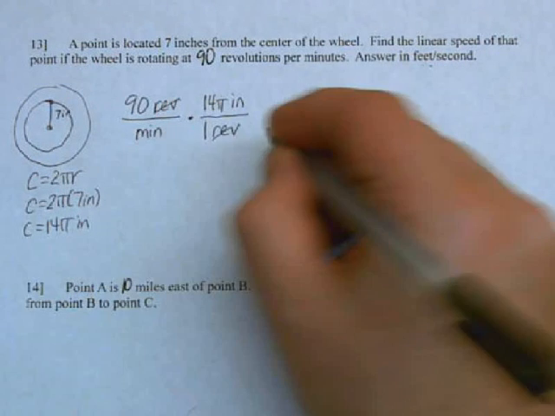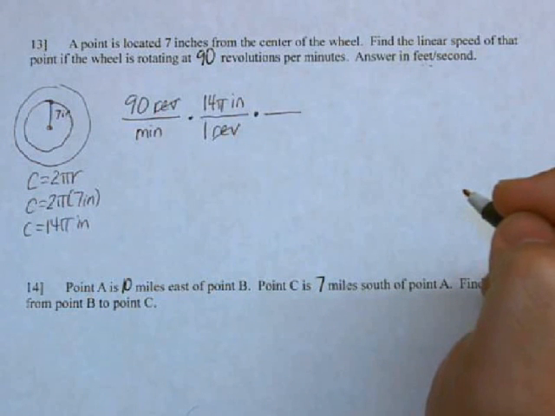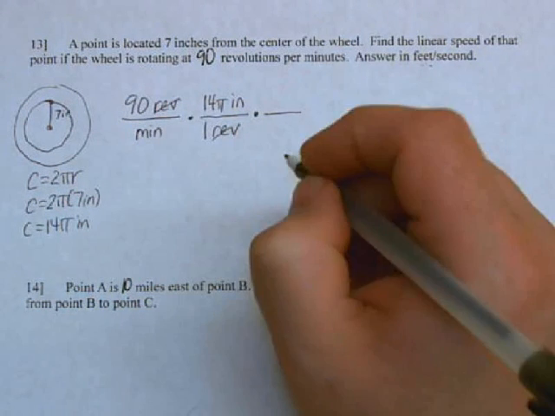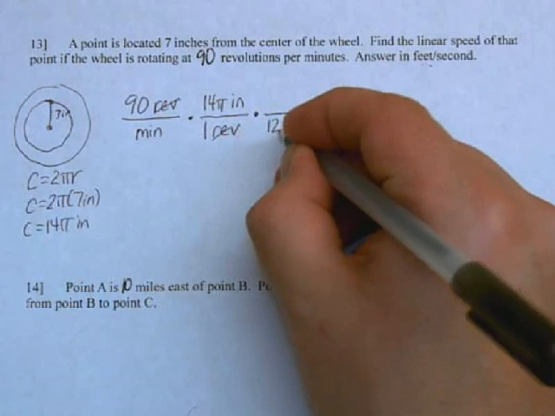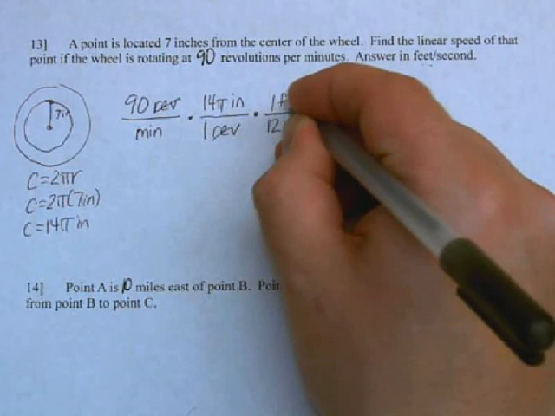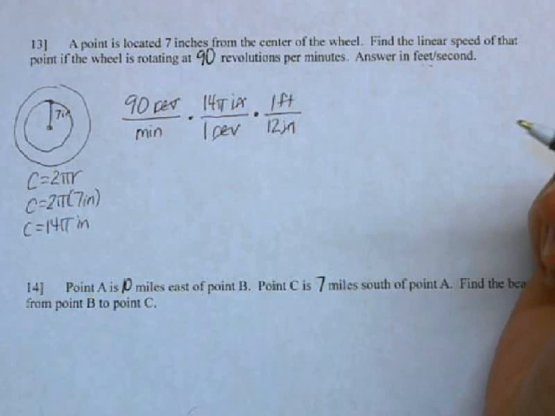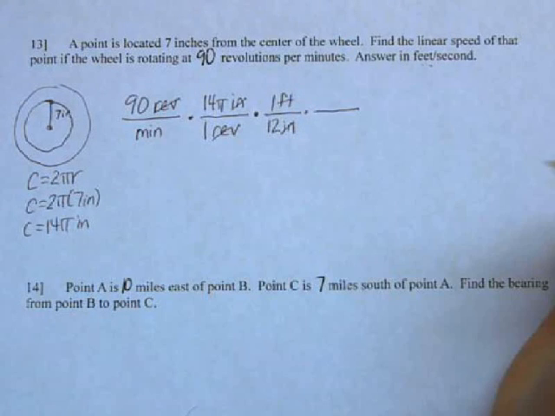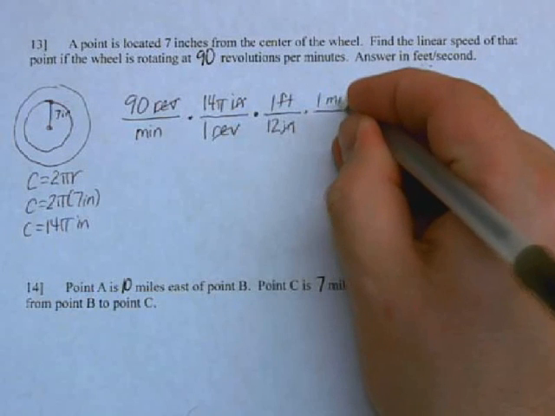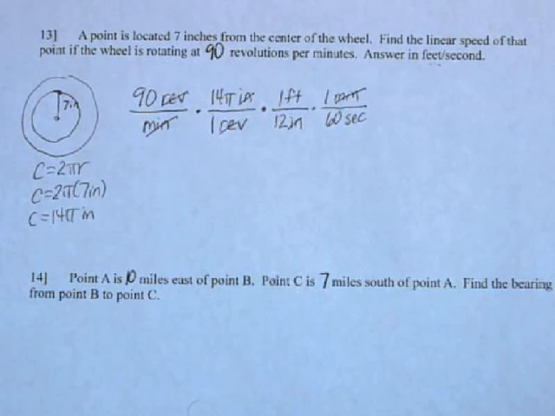So let's first go ahead and change inches to feet. We know that 12 inches is equivalent to 1 foot, so the 12 inches will go on the bottom. So remember, we're trying to cancel out the inches units, and we'll put 1 foot on the top. Now we have feet per minute. We know that 1 minute is equal to 60 seconds. 1 minute, 60 seconds, and the minutes cancel out. So we're left with feet per second.